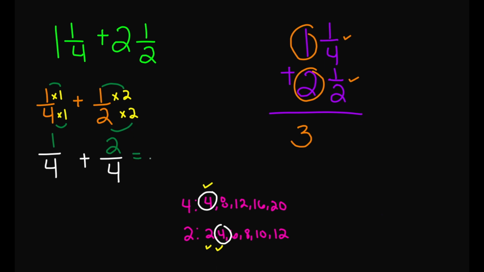Now that my denominators are the same, then I'm going to go ahead and add my numerator. So 1 plus 2 is going to equal 3, and that's going to be over 4. So 1 over 4 plus 1 over 2 is going to equal 3 over 4, and this is your final answer here.